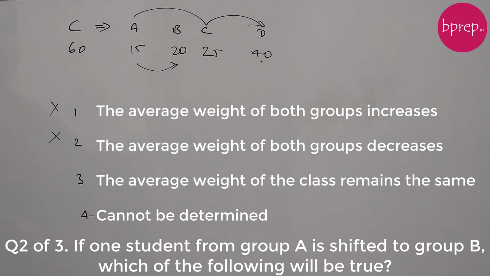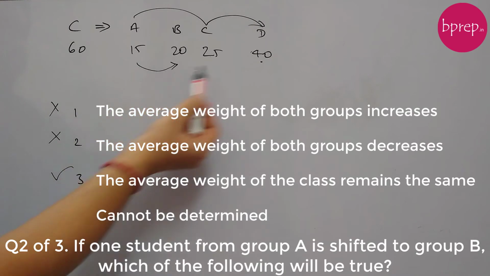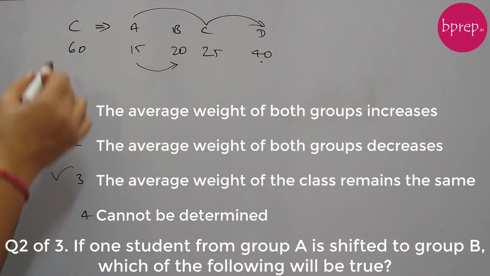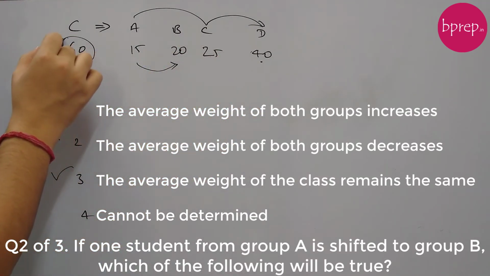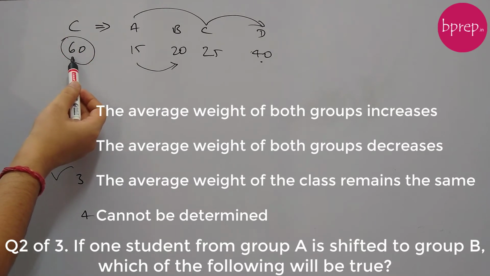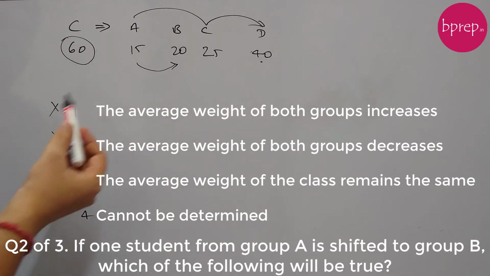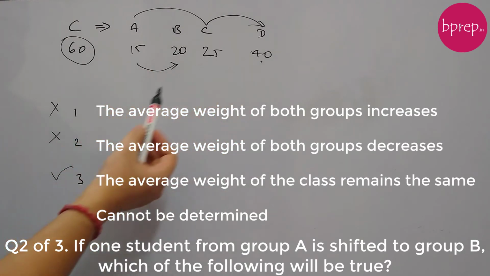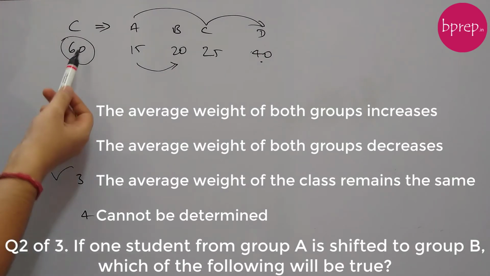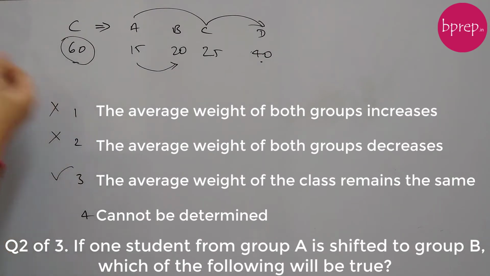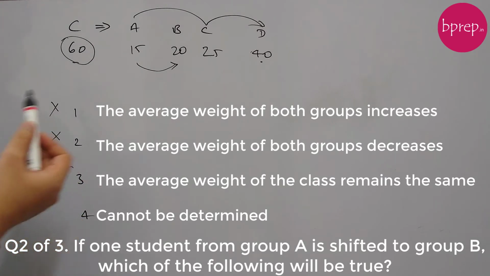The average weight of the class remains the same. Yes, this will be true because even if students are moving within the groups or from one group to another, for the class the number of total students is still the same, it's 60, and those students are still the same. Even if one student moves from one group to another, the average weight of the class will still be the same because the students and their weights are the same. So the correct option is option 3: the average weight of the class remains the same.